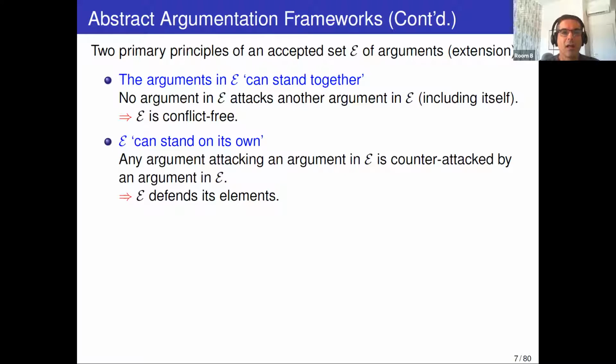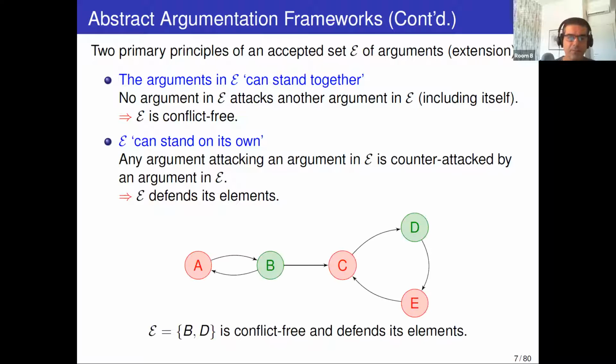Okay, so this means, in fact, that a set of accepted arguments, called an extension, can stand together in the sense that no argument in the extension attacks another argument in the same extension. So we call this extension conflict-free, and the extension stands on its own in the sense that any argument attacking an argument in the extension is counterattacked by some argument in the extension. So the extension defends all its elements. Here is another example, and we see here, for instance, that the extension consisting of the nodes B and D is indeed conflict-free and defends all its elements.